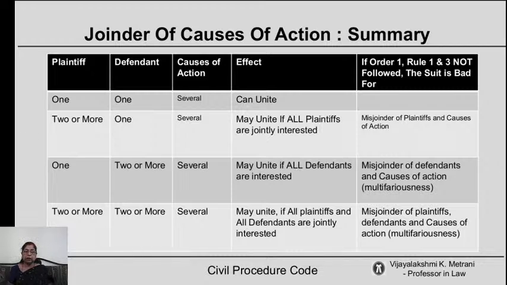Here order 2 rule 3 we are discussing, and then it is subject to order 1 rule 1 and order 1 rule 3. Now I have just tabulated it in this form.